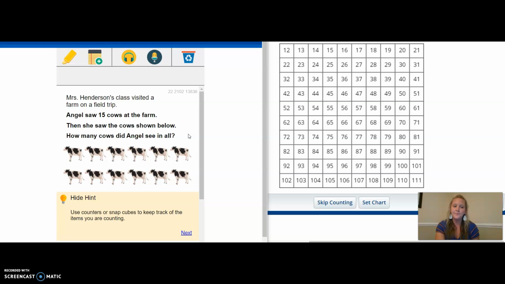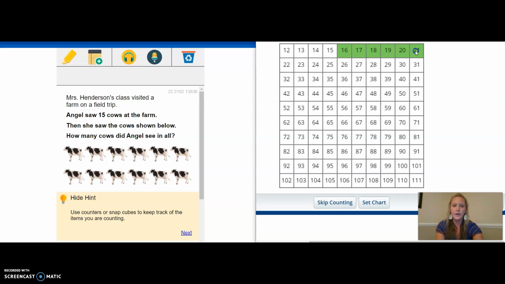So, okay. She already saw some cows at the farm. And then she saw some more. So I am going to start at 15 and count on. As I see the cow, I am going to come over to my hundreds chart to help me count on. So 15, 16, 17, 18, 19, 20, 21, 22, 23, 24, 25, 26, 27.